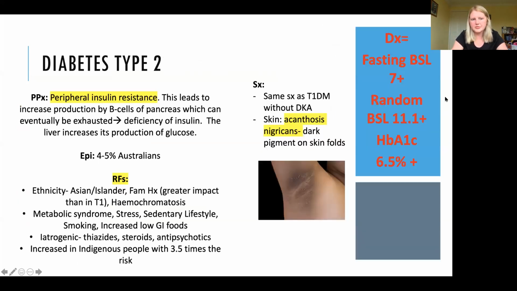The next one is type 2 diabetes, and obviously the difference here is that it's an accumulated response to high levels of glucose, and so we start to see insulin resistance, where the cells are less responsive to insulin, and therefore the pancreas pumps out more insulin and eventually becomes tired of doing this and becomes deficient with advanced disease.